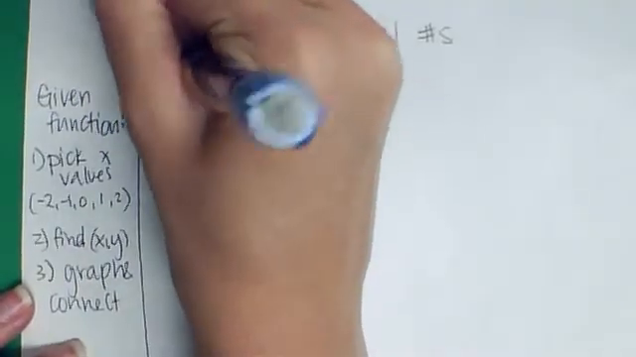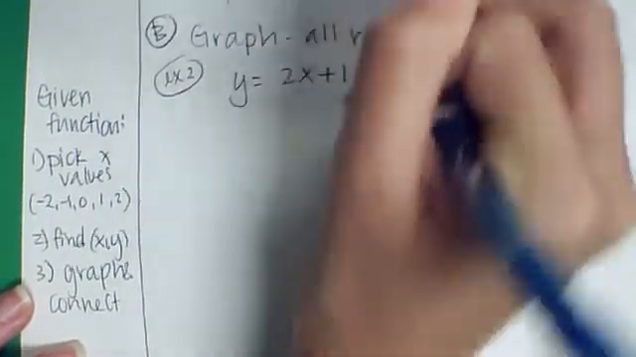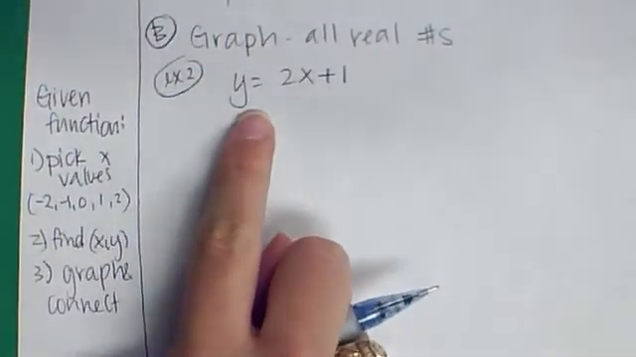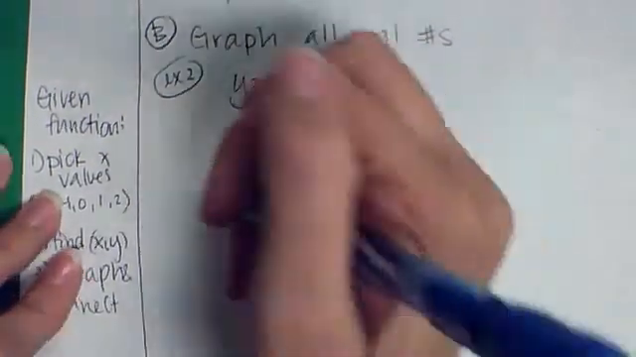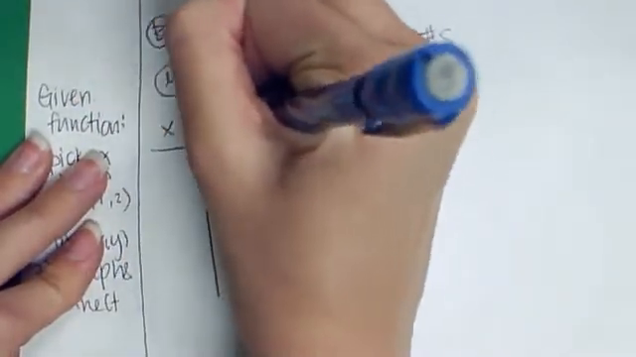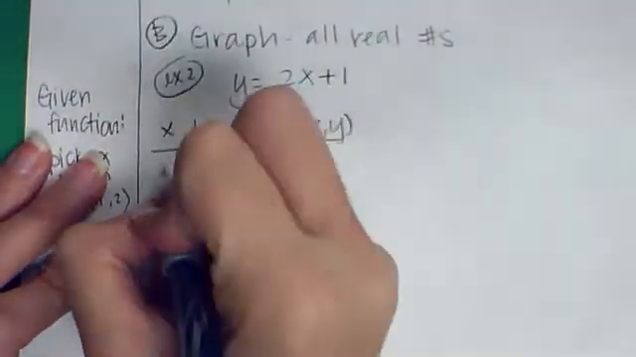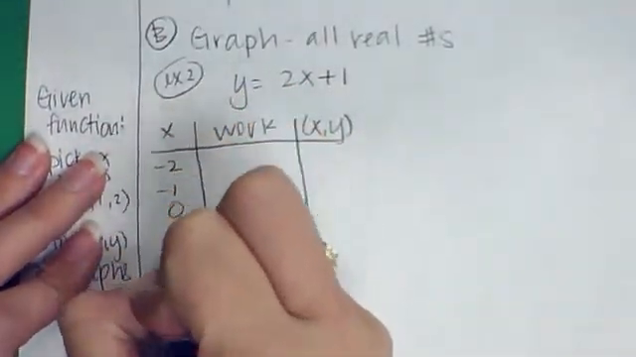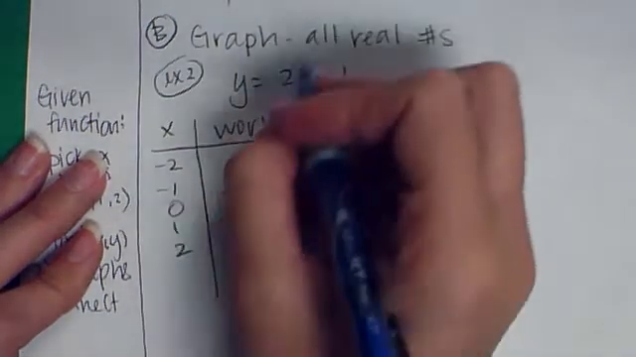So, for example, number 2, I'm going to give you the equation y equals 2x plus 1. Some of them on your homework will have f of x right here, which you already know how to handle because f of x just means y. Okay, we're going to pick some values for x. We're going to do our work here in the middle, and then we're going to write our xy pair. For x, I suggested, remember, that you pick negative 2, negative 1, 0, 1, and 2. I'm going to plug those into the work column.